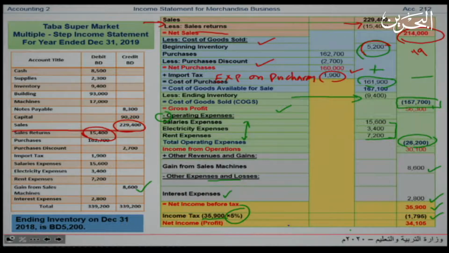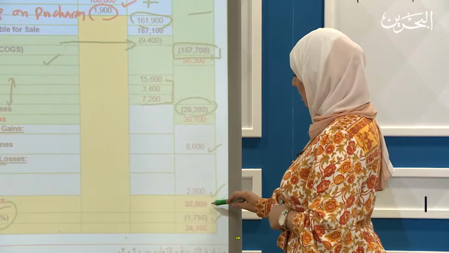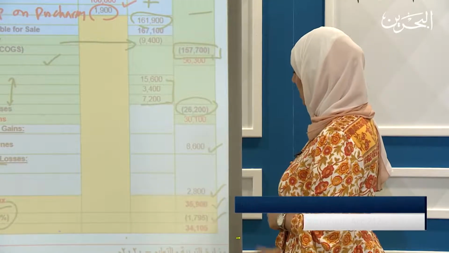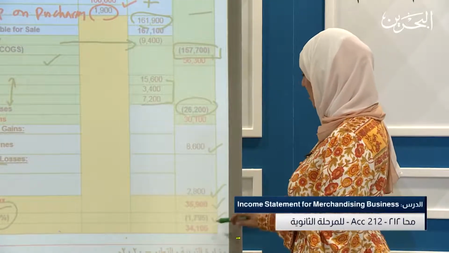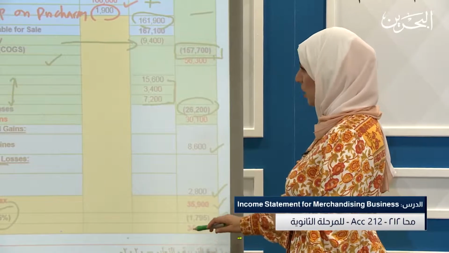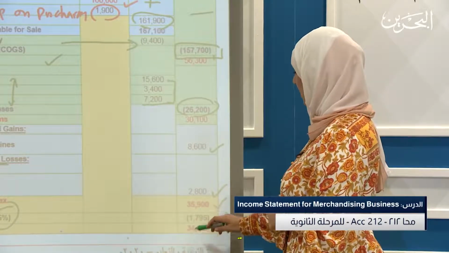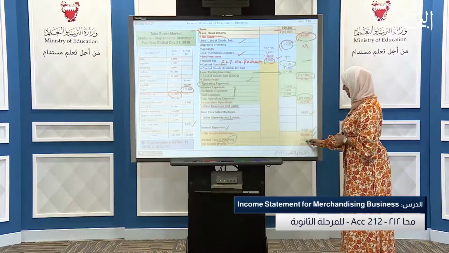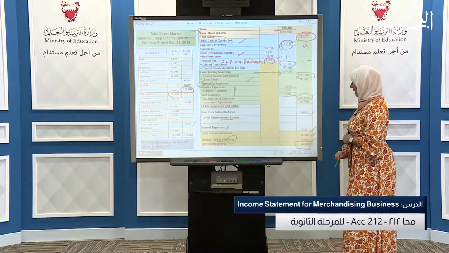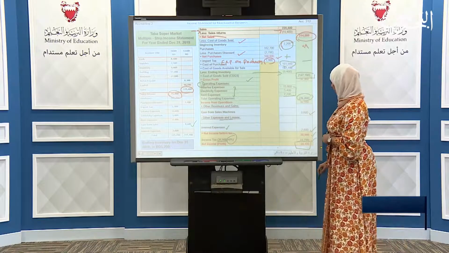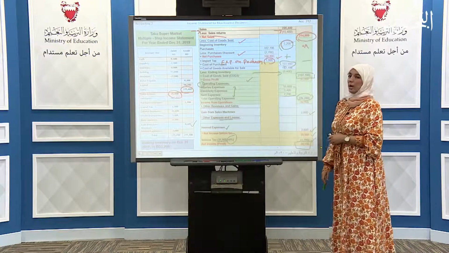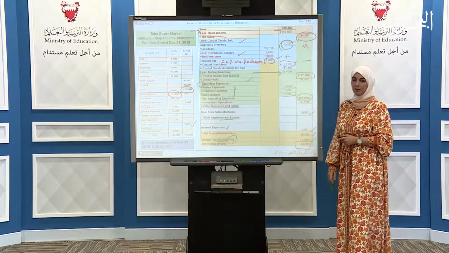Reaching finally to find the net income or profit, I can take the net income before tax with a figure of 35,900 and subtract the income tax from it with a figure of 1,795, and finally getting the net income of the company with a figure of 34,105.